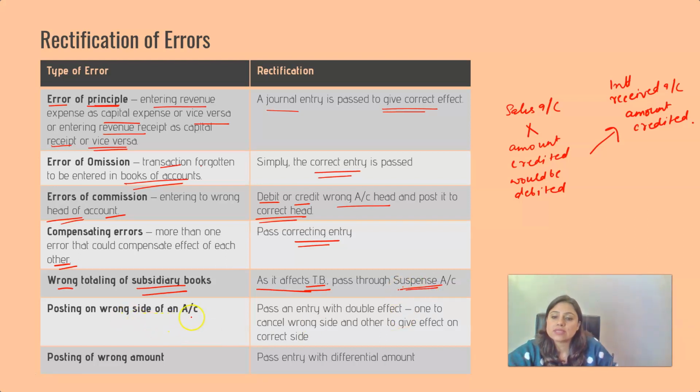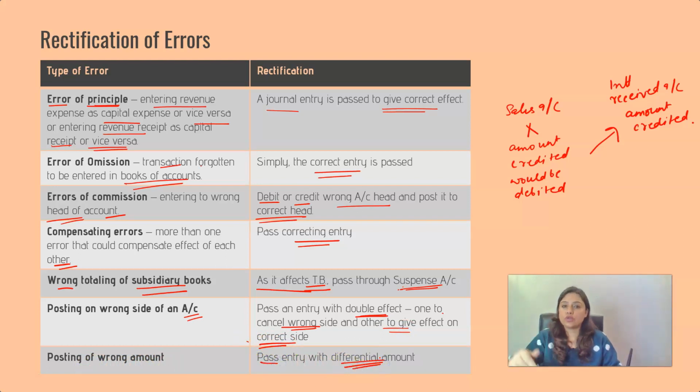Posting on the wrong side of an account: pass an entry with the double effect, one to cancel the wrong side and the other to give effect on the correct side. Again, posting of a wrong amount: pass an entry with the differential amount. So for example, if there is a sale transaction that occurred for 8,000, however in the books of account it has been recorded for only 800, then for the differential amount, that is 7,200, one more entry would be passed in that particular account for rupees 7,200, thus making the total exactly the same as the nature of the transaction.